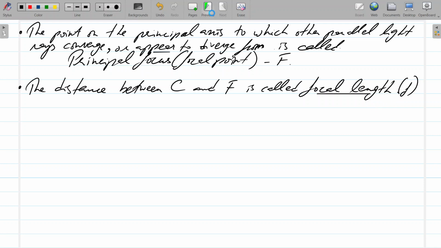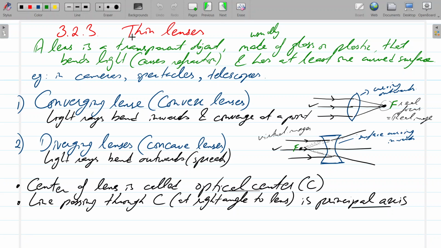So again, going back to the messy diagram, this distance from here, the center, that's the focal length. No, the C is the optical center. This is C, this is F, and the distance between the two is the focal length.